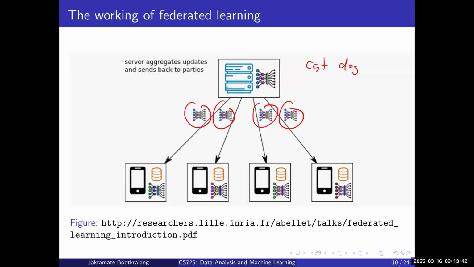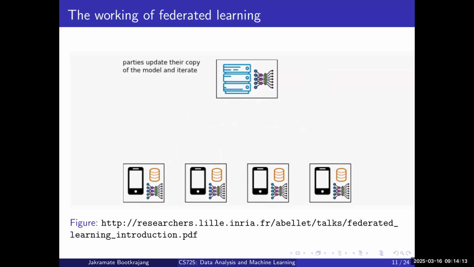And this process will continue. After you send the weight back to the devices, they will train again. The initialization would be using this weight, but training on the same data. So there is a back and forth interaction between the centralized server and all these clients. That is the heart of federated learning.